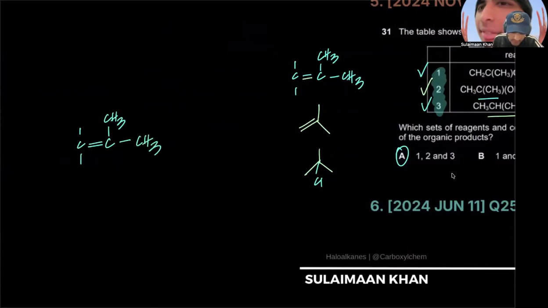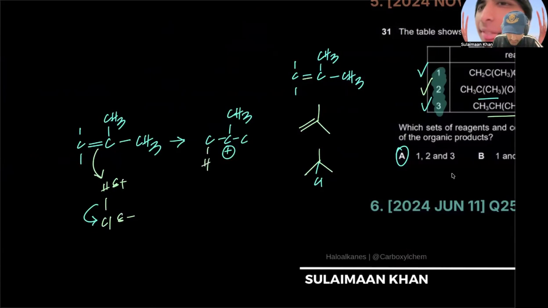Now if you have HCl, what's going to happen? This is partial positive, this is partial negative. The lone pair would attack this part here. This would break heterolytically. This would be the carbocation intermediate which would form right here. The hydrogen would bond here. These two are hydrogens effectively.